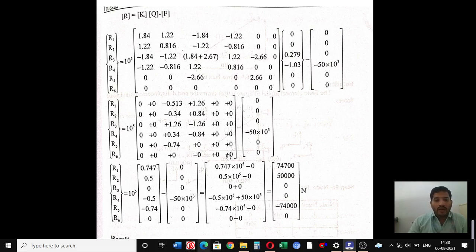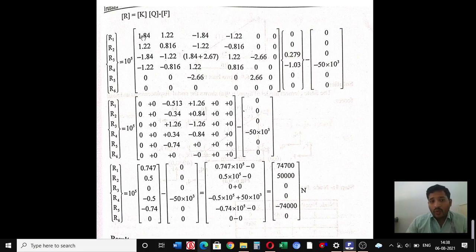Again, you know very well how to multiply this one. First of all, I told you, this first column into this column into this column you have to multiply, or there is another process also. 1.84, this row into this first column, you can do it. It is your wish. Okay, Nadia?